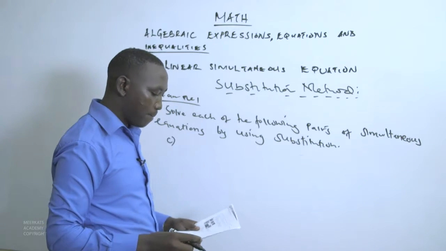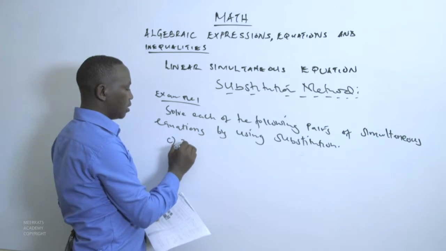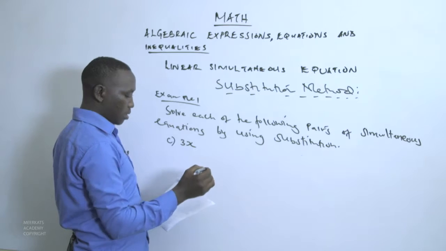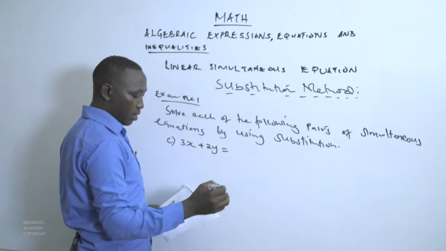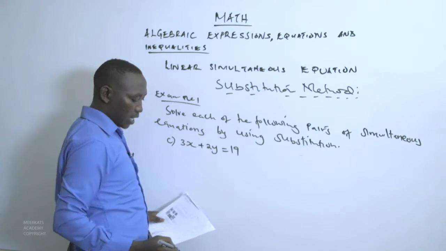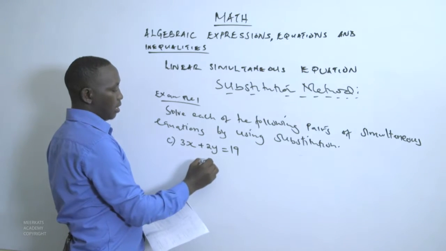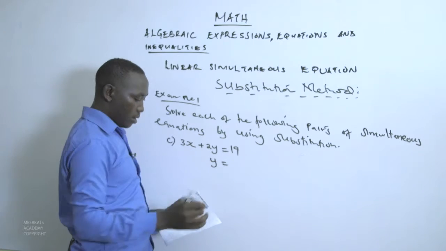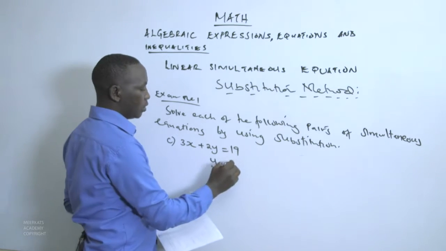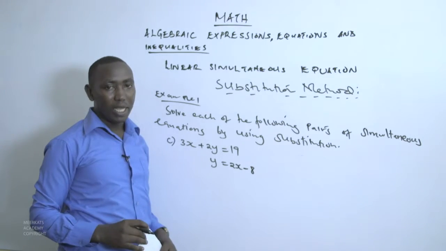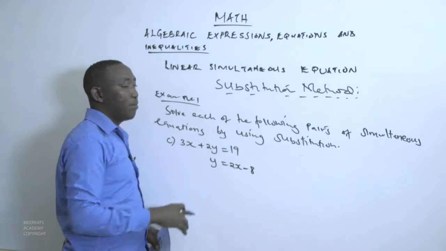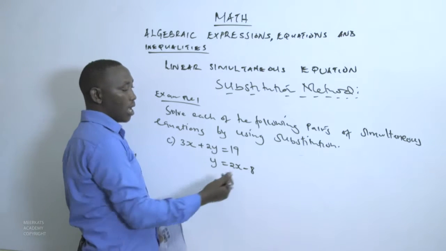C, 3x plus 2y equals 19, then y equals 2x minus 8. Again, this is a pair of simultaneous equations.